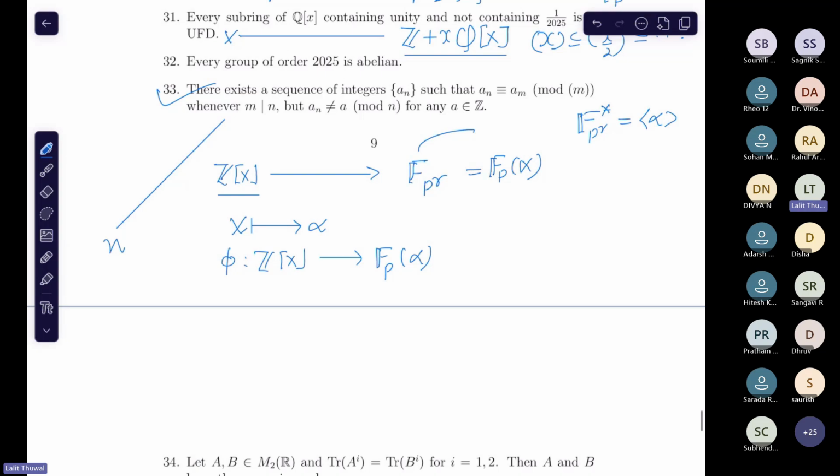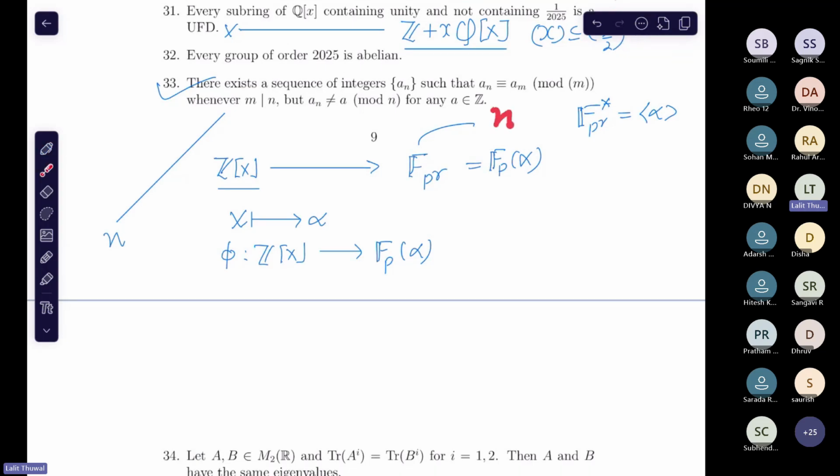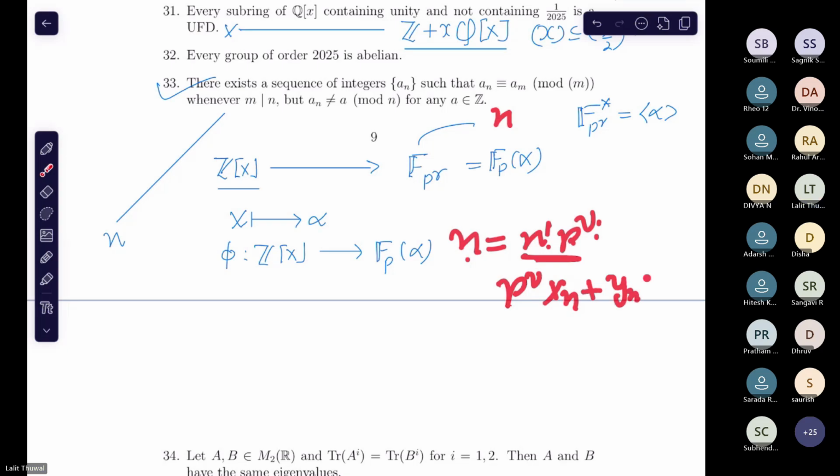So you take n and fix a prime p. Take the maximum power of the prime, and for each natural number write it like this: n' times p to the power v. Then the GCD of p to the power v and n' is 1. So there exist xn and yn such that xn p^v plus yn n' is equal to 1, right? By definition, because every natural number can be written like this. If you have fixed a prime, then extract the maximum power and n' will remain. This might be 1 also. Then the GCD of p to the power v and n' will be 1. So there exist xn and yn. So now do it.